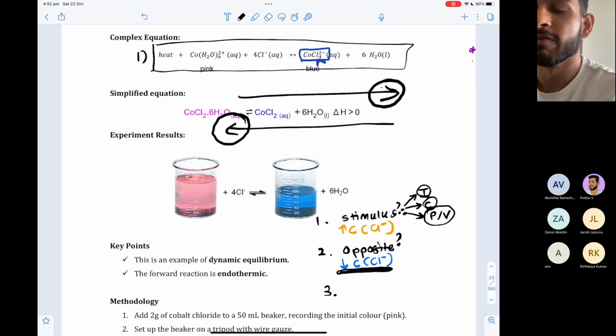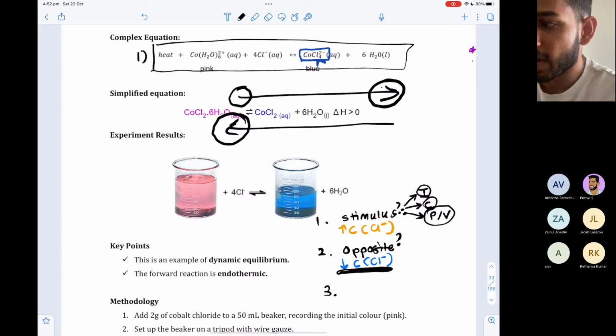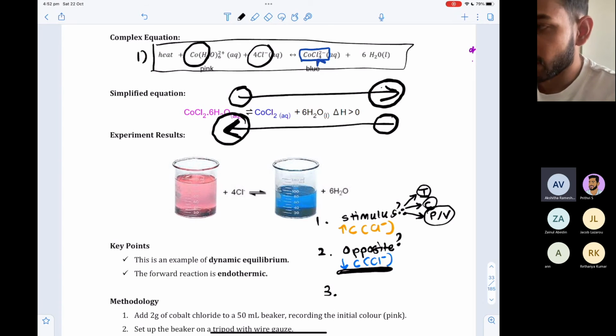What do we make more of? Cobalt chloride and water. Very good. And where the tail is, that's the negative, so that's what we make less of. So we make less chloride ions, we make less cobalt, which is hydrated. The same way, if I go the reverse reaction, wherever the arrow points, that's what I make more of. So I make more chloride ions, I make more cobalt ions, but what decreases? The cobalt chloride. Very good.